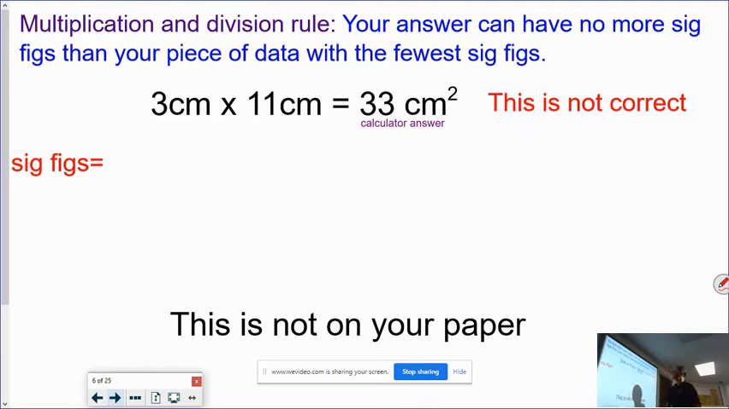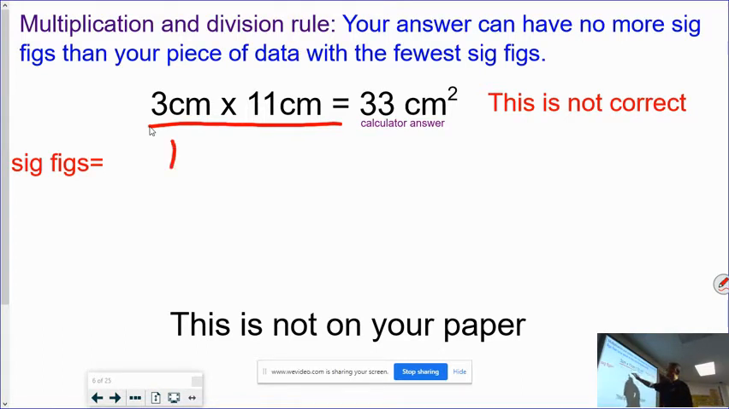So here is the same rule, multiplication, division. Your answer can have no more significant digits than your piece of data with the fewest significant digits. So we punch this into our calculator. We get 33 as a calculator answer. That is the correct calculator answer, but it is not the correct answer with sig figs.